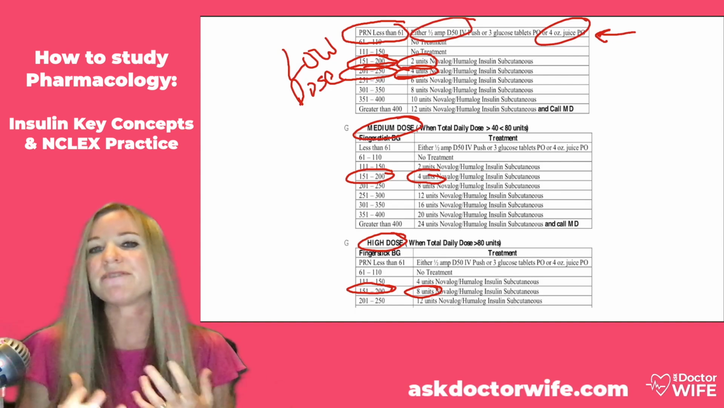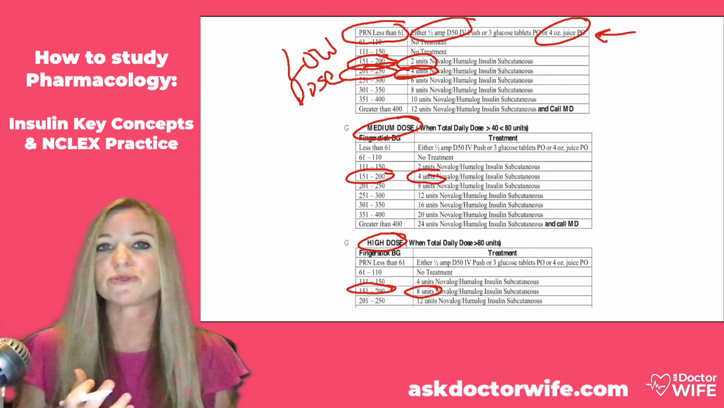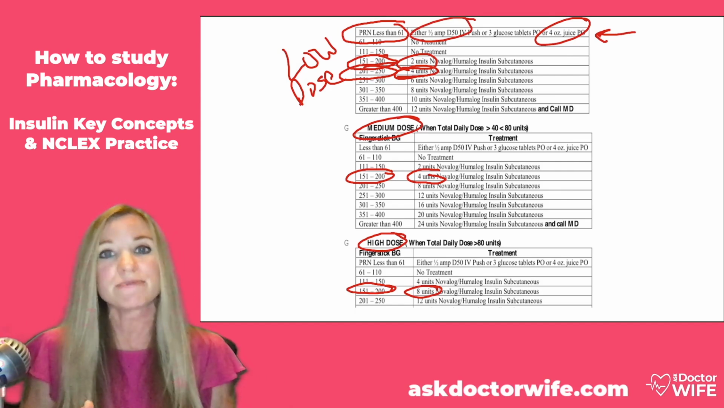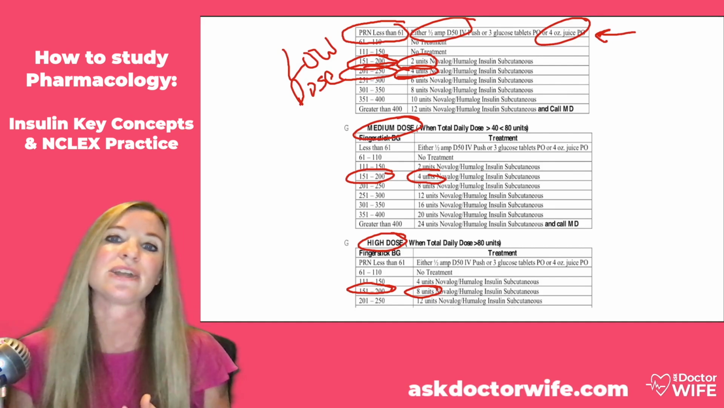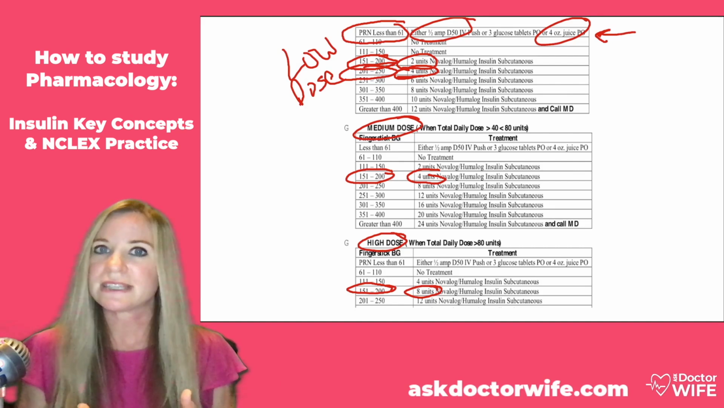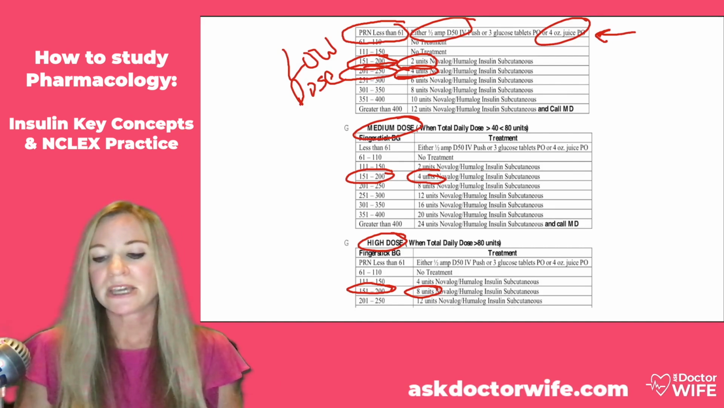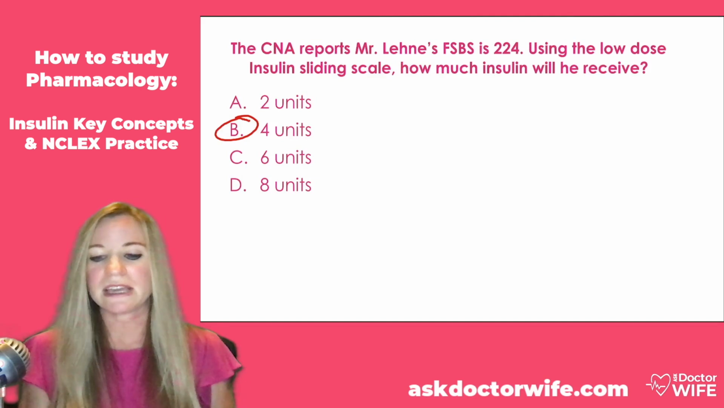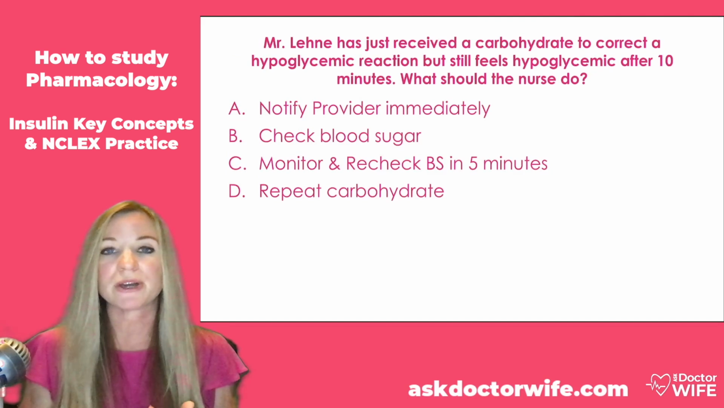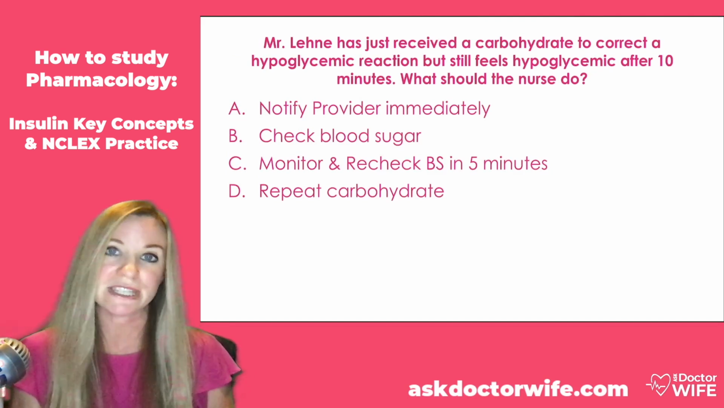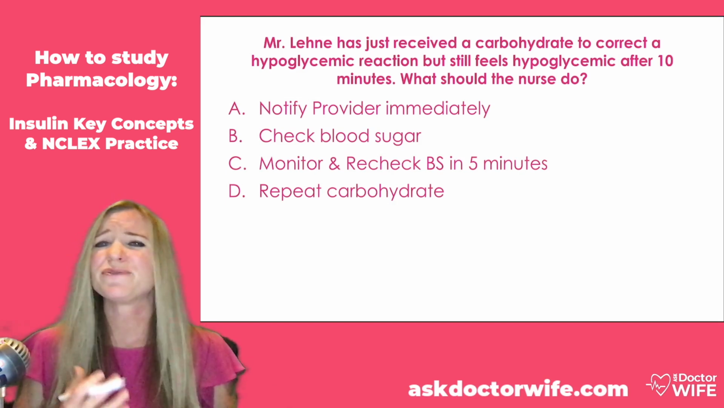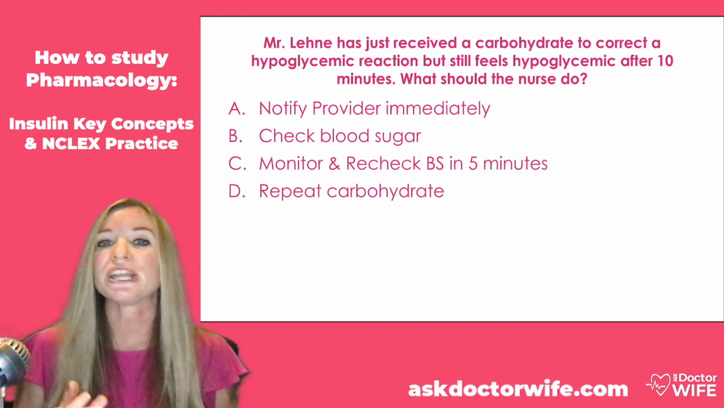So, those are some of the factors that we weigh when we're trying to decide using a sliding scale or standing orders. When we have the option to choose, we're going to factor in our patient's presentation, how low that blood sugar is, that physical assessment, all of that's going to factor in. So, let's go back to this question here. His blood sugar is low. You've given him a carbohydrate. Maybe you gave him the 4 ounces of juice. And after 10 minutes, he says, I still feel like my blood sugar is low. So what do you do?